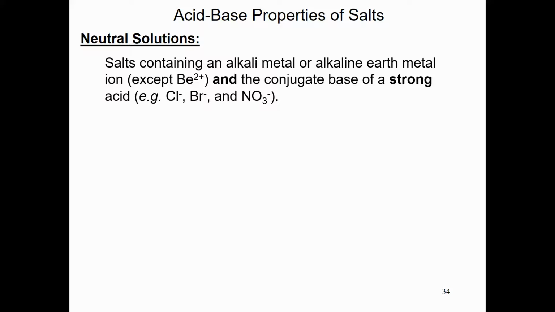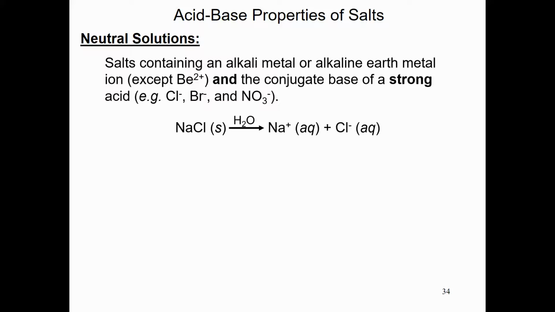Now we're going to look at how salts can be either acidic or basic, depending on the salt that you're using. So salts are ionic compounds, right? Salts containing alkali metals or alkaline earth metals, except for Be, will be neutral. So, for example, sodium chloride. Sodium and chlorine. Chlorine is not a strong conjugate base of HCl.